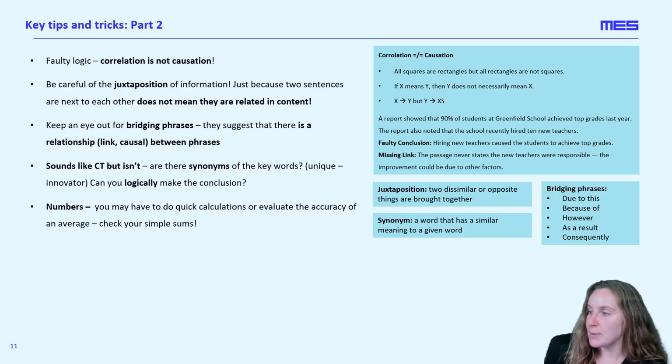And I've given you a couple of bridging phrases here, as well as an example of correlation and causation explained here as well, and the definitions of juxtaposition and synonym for some people in case you don't remember those from your English class. That is all for now, but you will see me again in further videos explaining each type of question that you will see on the UCAT verbal reasoning questions and section.